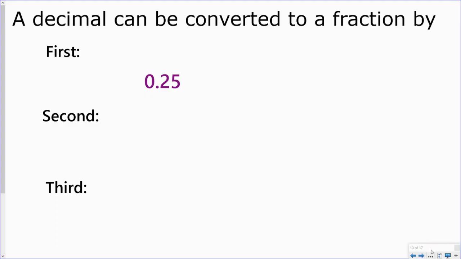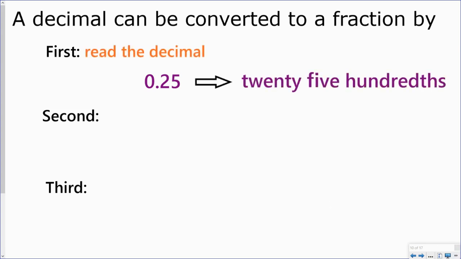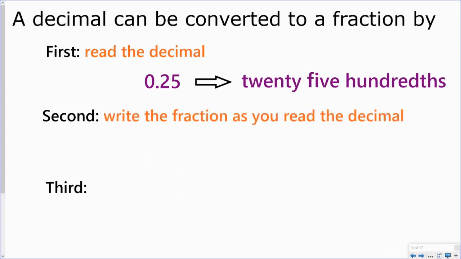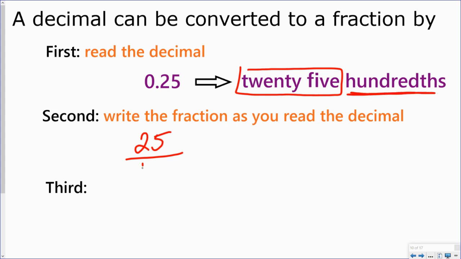A decimal can be converted to a fraction by first reading the decimal. So I would read this one as 25 hundredths. The second thing that I'm going to do is write the fraction as you read the decimal. So if I read this as 25 hundredths, that means my numerator is going to be 25 and my denominator is going to be 100. So I would read it as 25 hundredths, just the same way as I read my decimal.